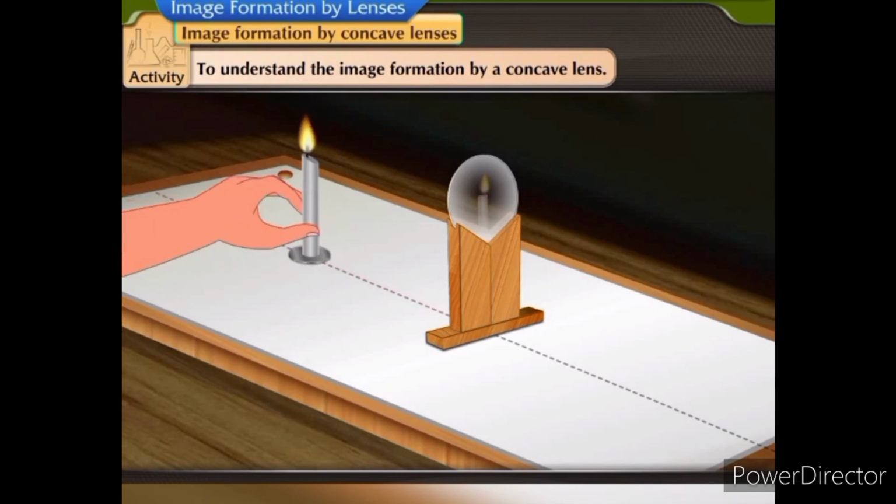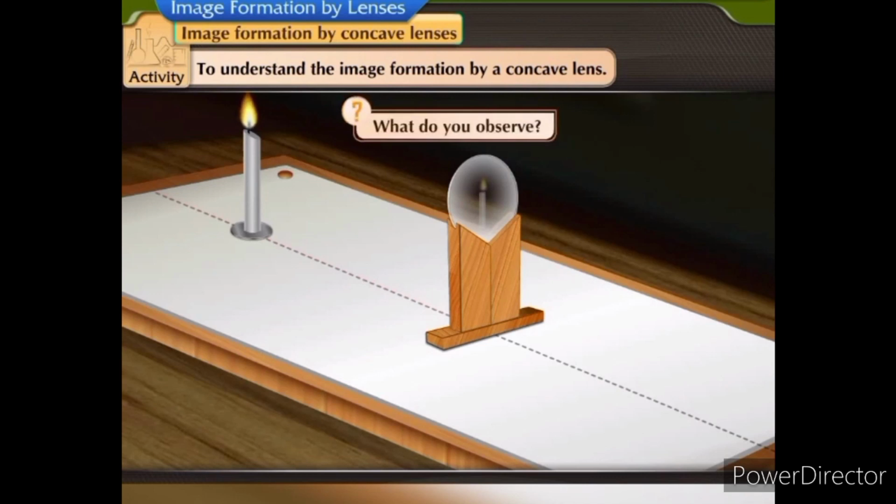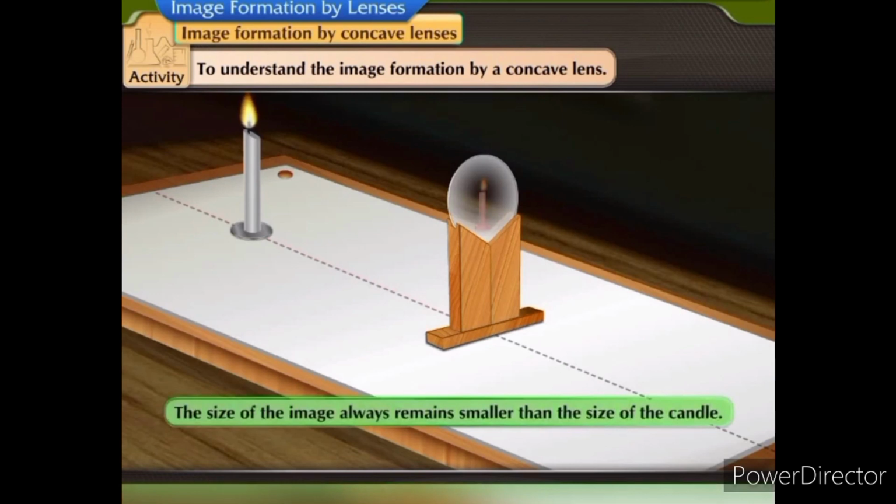Now, move the candle away from the lens and observe the size, nature, and position of the image. What do you observe? Well, you will observe that the size of the image always remains smaller than the size of the candle. Also, the image remains virtual and erect in nature.